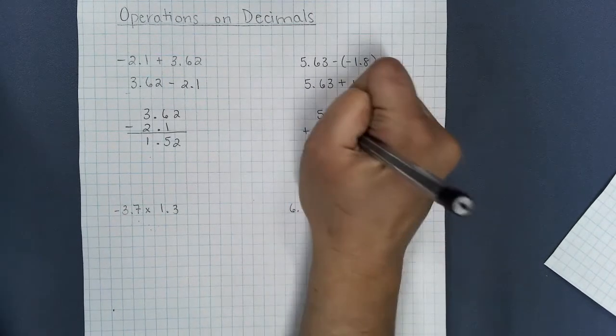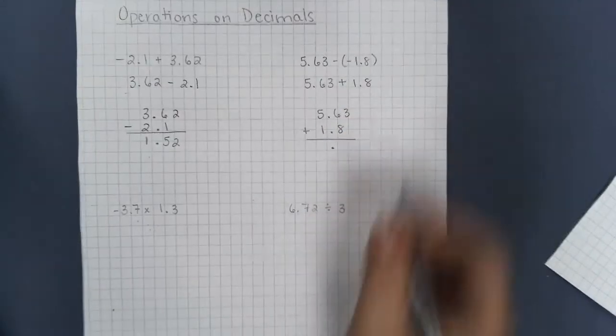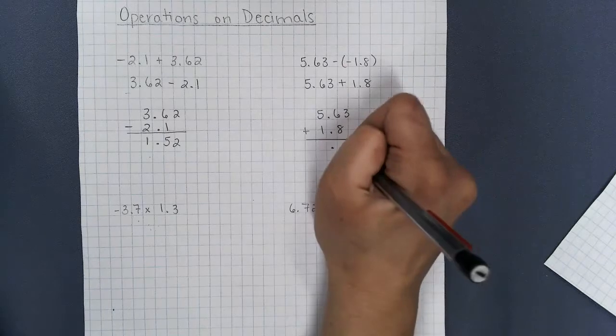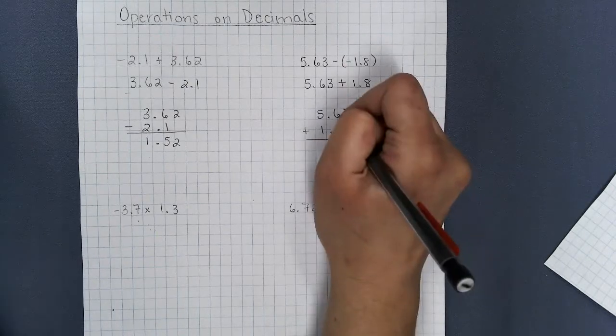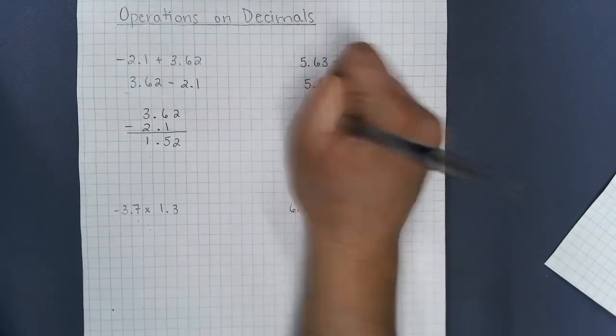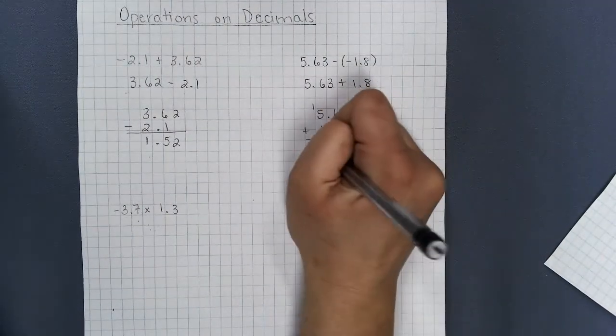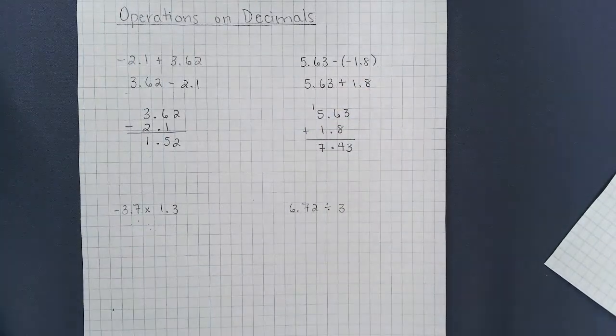Remember, I'm lining up my decimals here, and my decimal is going to go in the same place in the answer. 3 plus 0 is 3. 6 plus 8 is going to give me 14. I have to carry the 1. And 1 plus 5 plus 1 is 7. So there is my final answer.